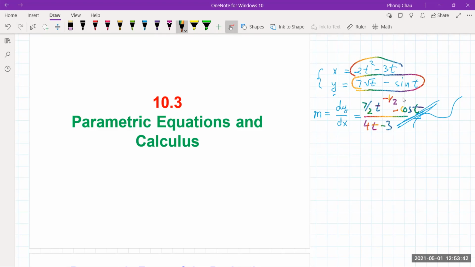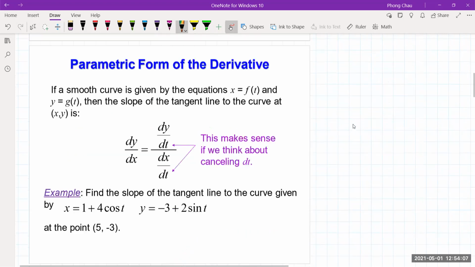So all you do is take the derivative of y divided by the derivative of x, all with respect to t. So that's pretty quick. However, the drawback is your derivative formula is now written in terms of t rather than x. Now let's go to the formality. Here's the quick definition: parametric form of the derivative.